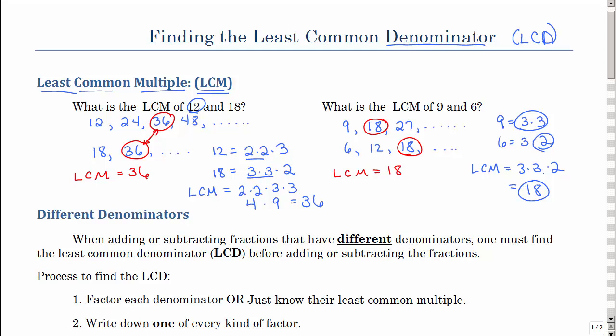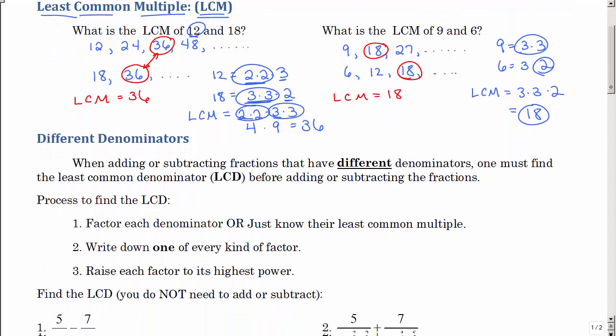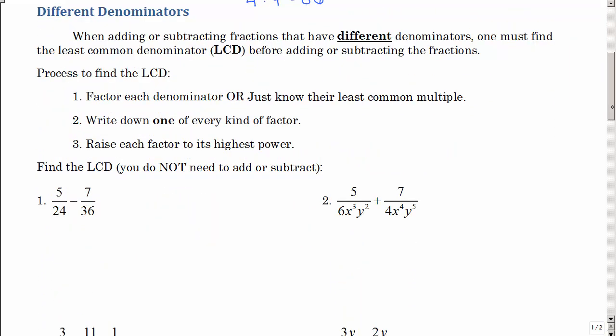Think about that. What did I do? I factored it, and I took the most of each factor. So there was 1 2 here and 2 2's here, and I took 2 2's. There was 1 3, 2 3's, and I took 2 3's. And that was my least common multiple. That's exactly how we're going to find that least common denominator. The reason why we need the least common denominator is because when you add or subtract fractions that have different denominators, you have to find that LCD before you can add or subtract.